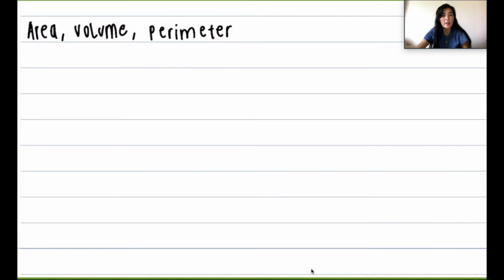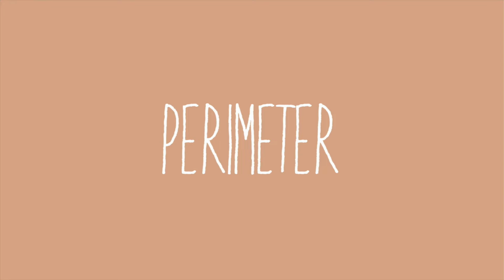Alright guys, in our final section of polynomials, we are going to apply it to some applications and we're going to focus on area, volume, and perimeter questions. So before we get into that, we want to just quickly review what all these terms mean.